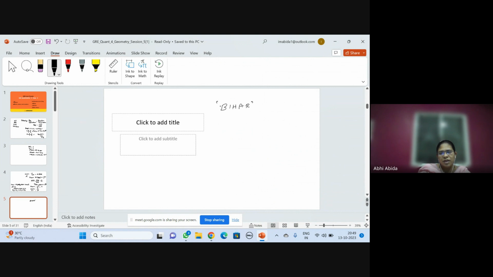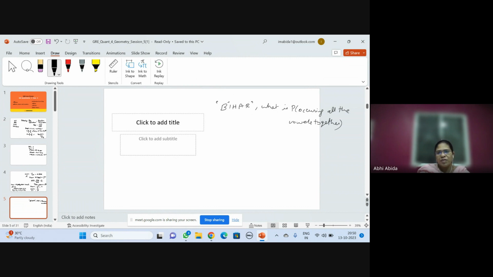So Bihar is a word given, right? In this word, my question here is, what is the probability of all the vowels occurring together? So to solve this type of question, first of all, we have to look at how many vowels are there in the word.